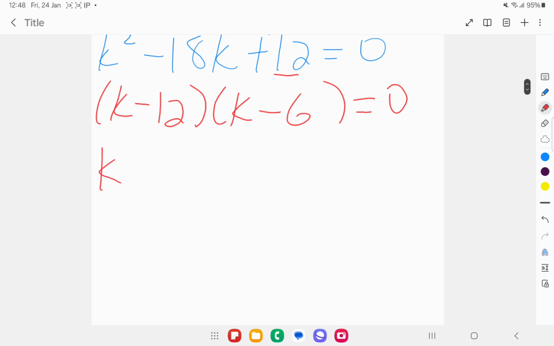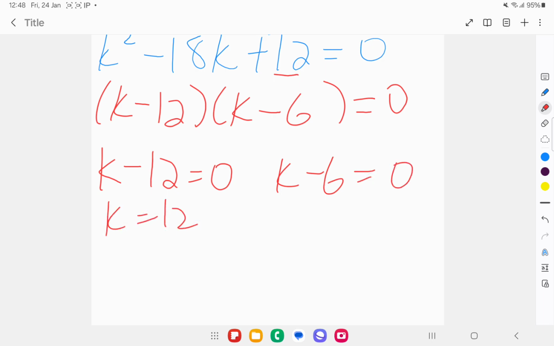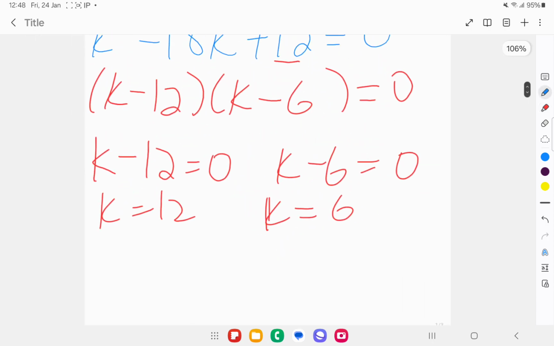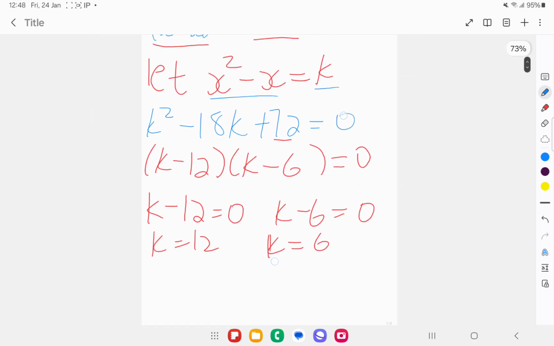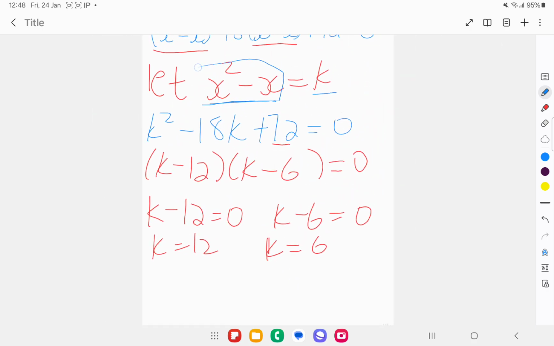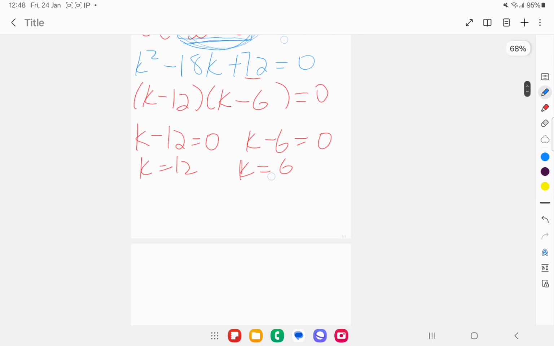Now I've got k minus 12 equals 0, and also k minus 6 equals 0. So my k will be equal to 12 and my k will be equal to 6. Now remember, we said let x squared minus x equal k. So where now we see k, we replace it with x squared minus x.